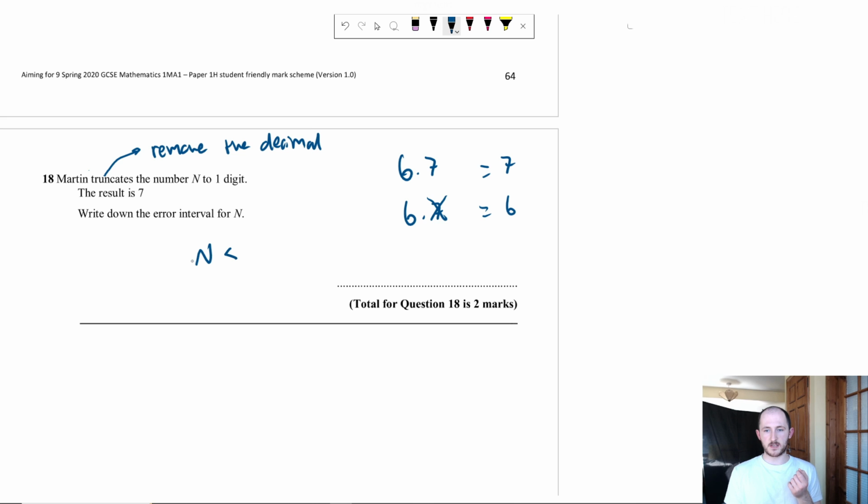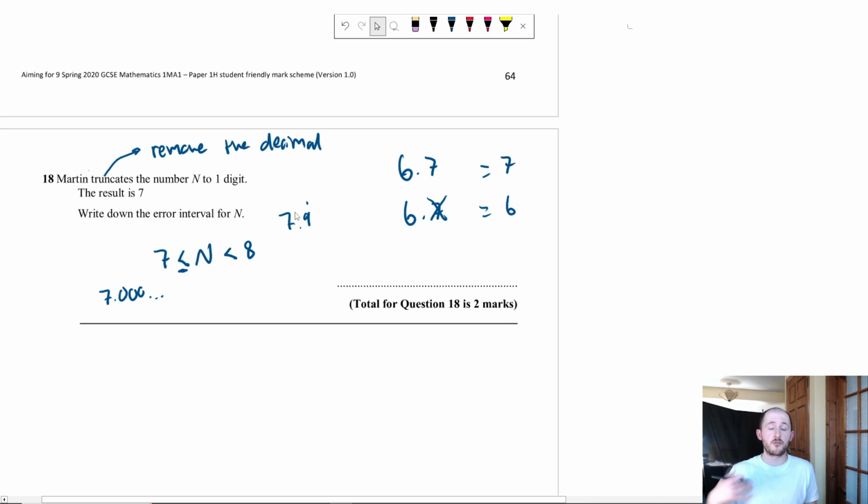Now the biggest this could possibly be is 8, right? And by that I mean the biggest it can be is 7.9 recurring. And the smallest it could be is 7.0 going on pretty much forever and then a 1 at the end. So your error interval would look like this. Normally you might have an equals on this side, but in this one it's on this side here, because it can be 7 or above, right?